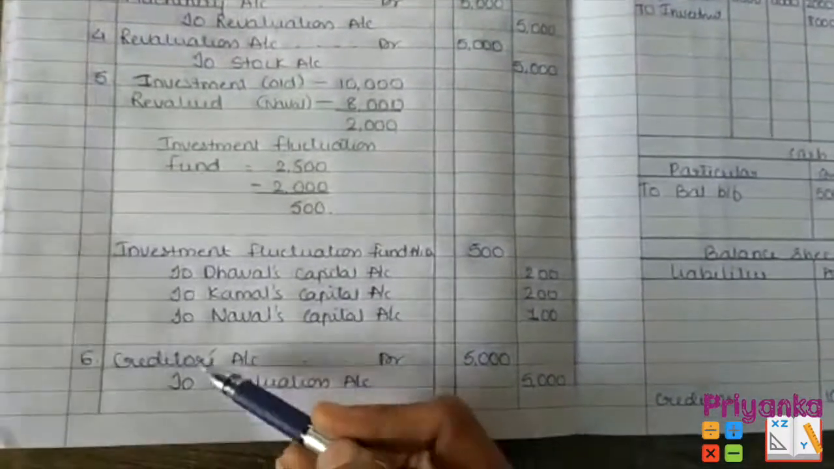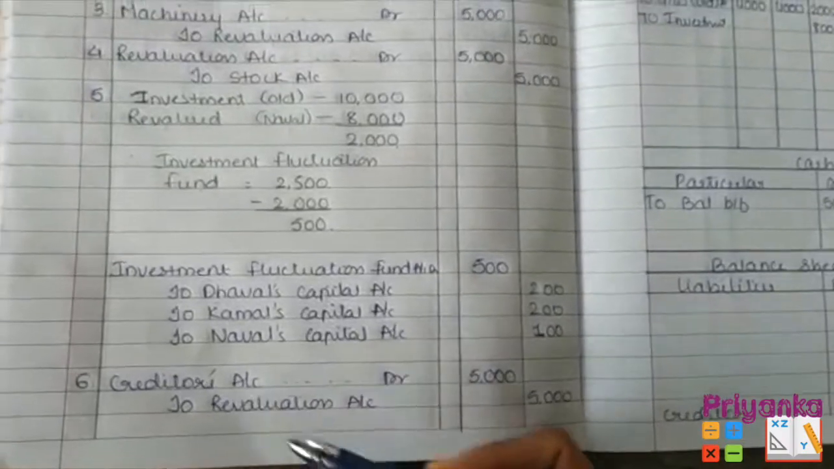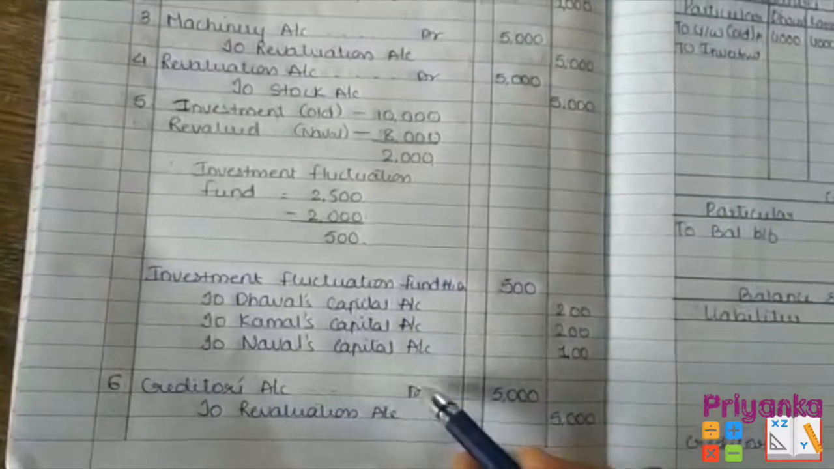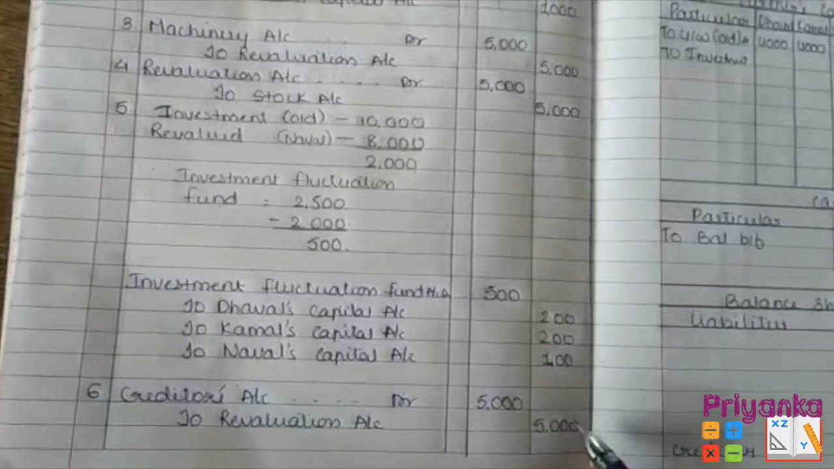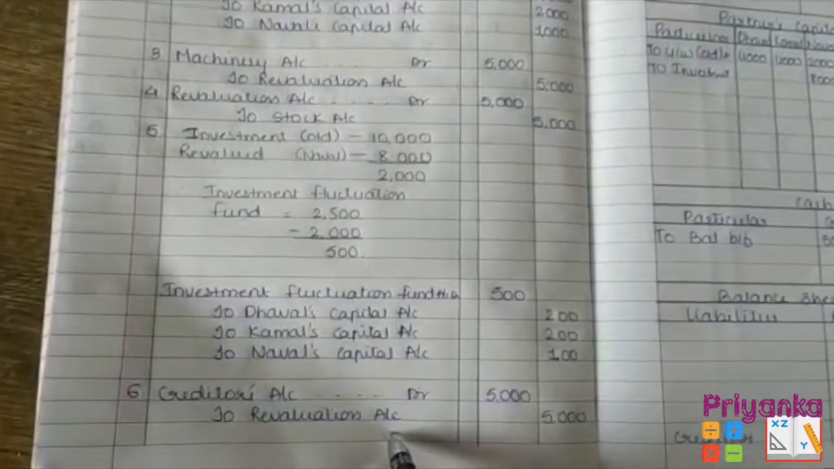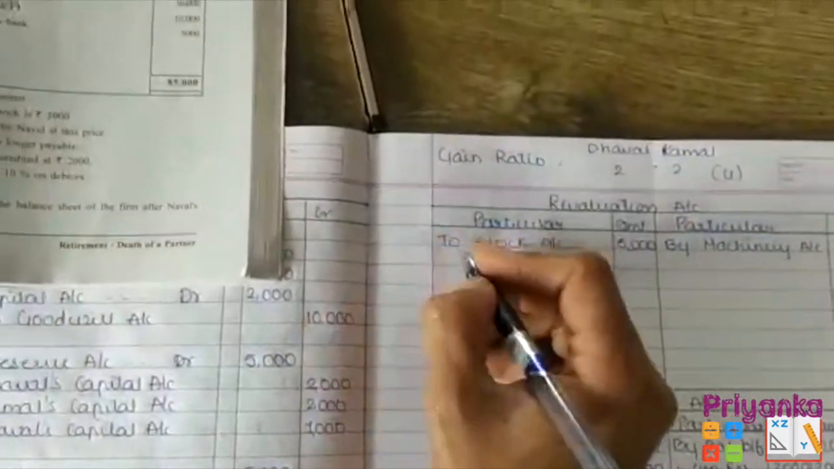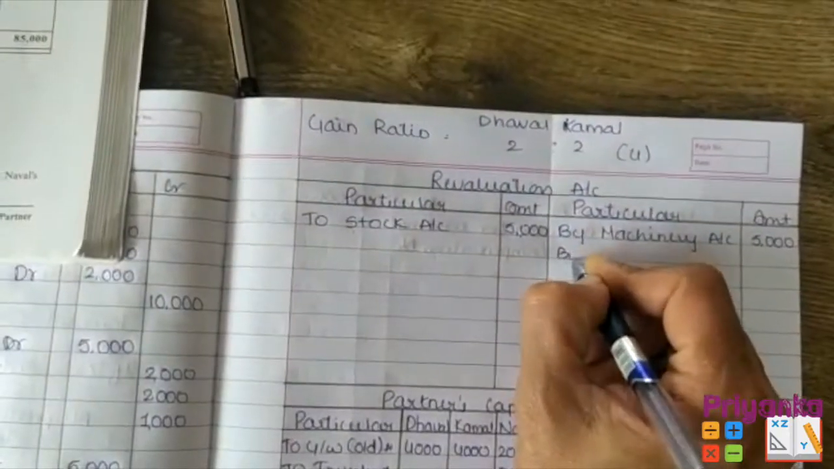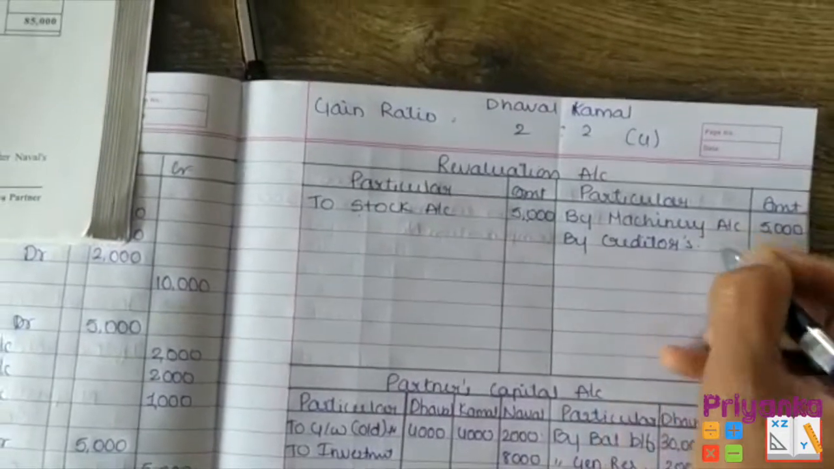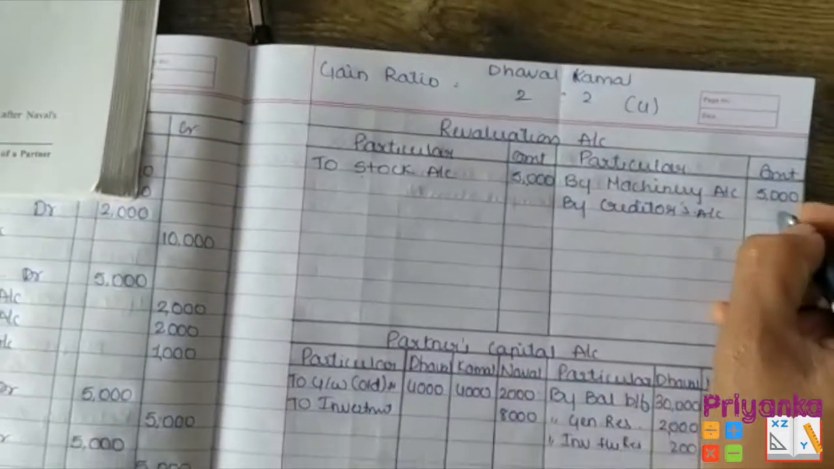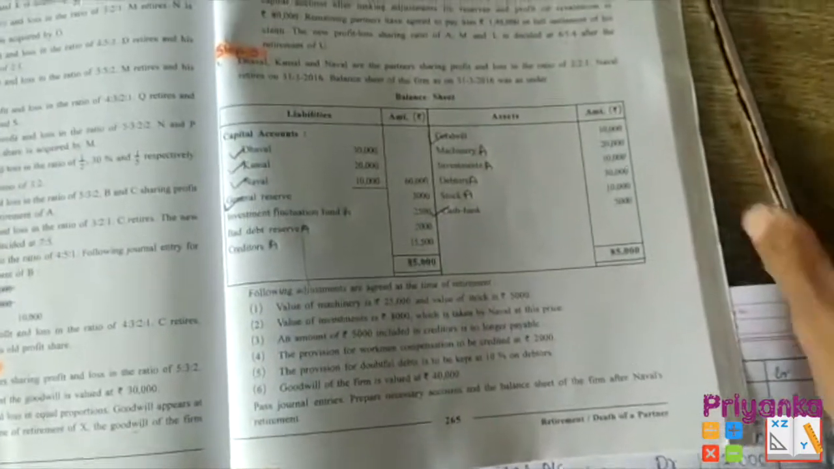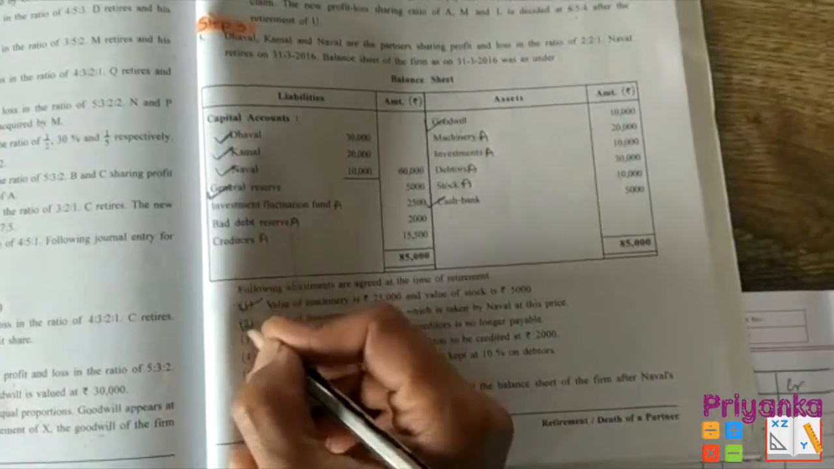And about the creditors, as the liability is reduced, आपको उसको ऊपर लिखना है. तो creditors account debited to revaluation account 5,000, and as the revaluation account is given at the side of credit side, so come to the revaluation and write down creditors, that is reduced by 5,000. Here we finish the 3 adjustments.